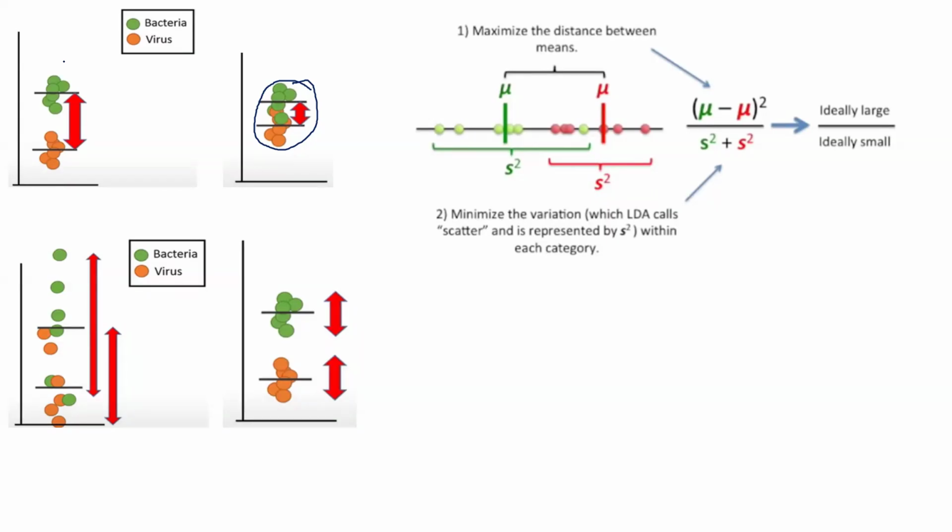So maximizing the distance between the means should be one thing. The second thing is you have to minimize the variation within each category. What is the variance? Variance is nothing but the spread of the data from the mean, right? So if the spread of the data from the mean is large, let's take the green group.